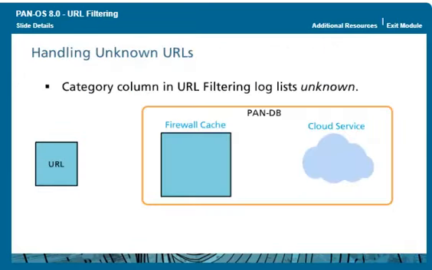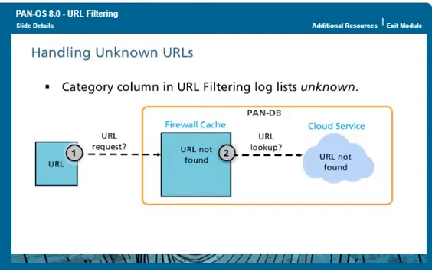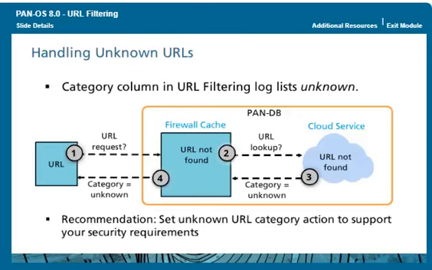A URL matched to the unknown URL category indicates that the URL has not yet been categorized, so it does not exist in the URL filtering database on the firewall or in the URL cloud database. Although you might initially set the action to alert for unknown websites, you should always analyze the URL filtering log to determine known good websites and create security policy rules to allow them. Then you should consider blocking access to websites categorized as unknown.